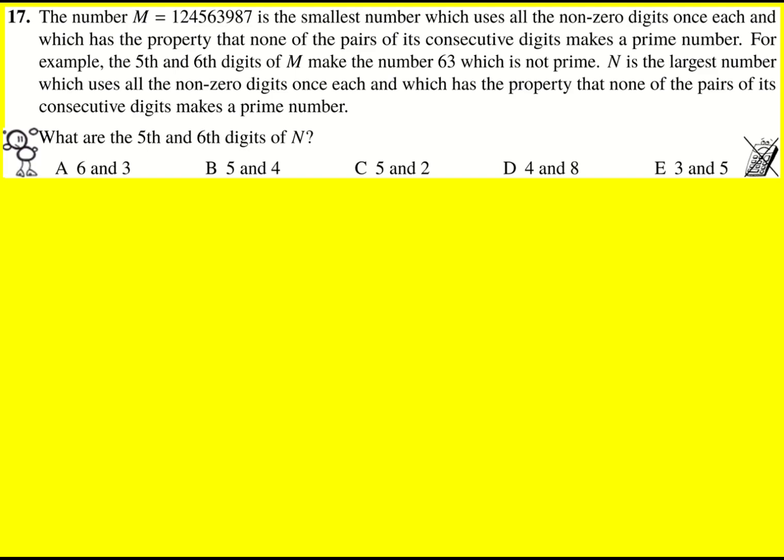This is a really nice original question. We've got this number at the top, and it's the smallest number where if we take consecutive digits, none of the pairs make a prime number. So 12 is not, 24 is not, 45 is not, and so on.